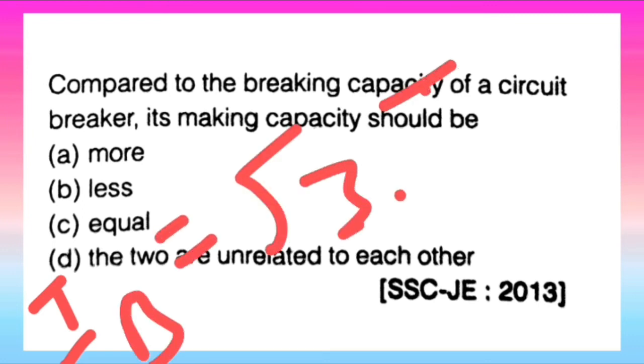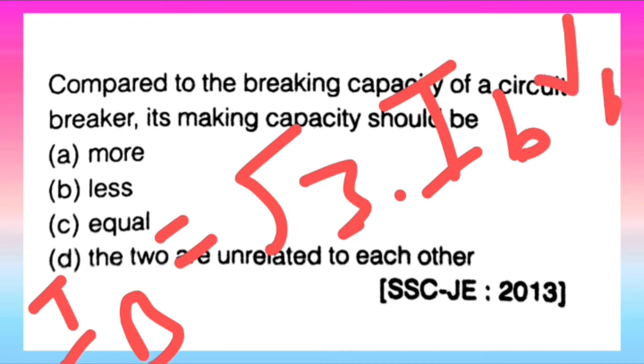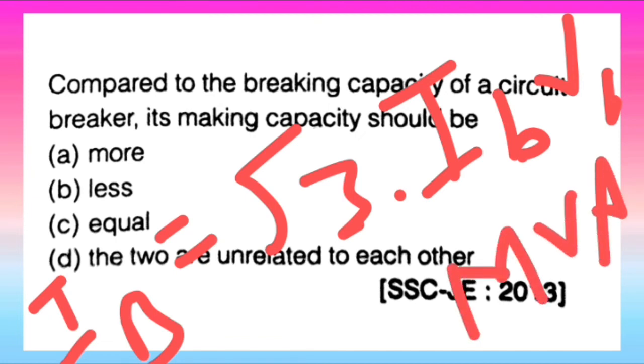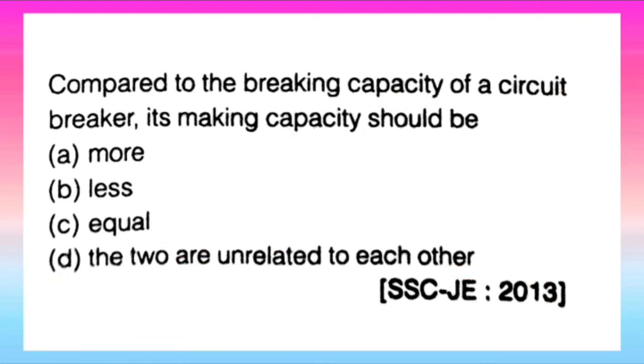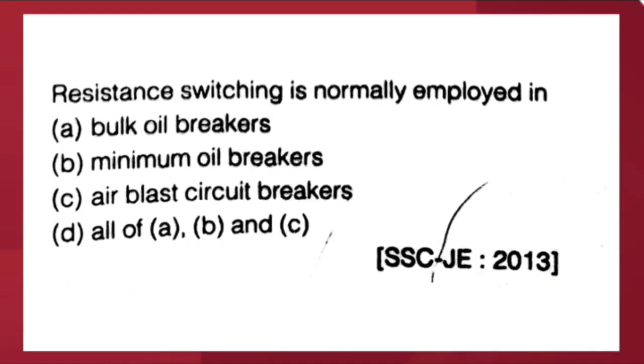So next question is, resistance switching is normally employed in, and options are bulk oil breakers, minimum oil breakers, air blast circuit breaker, and all of the above. Correct answer is air blast circuit breaker, option C. Resistance switching is mainly employed in air blast circuit breaker during current chopping.